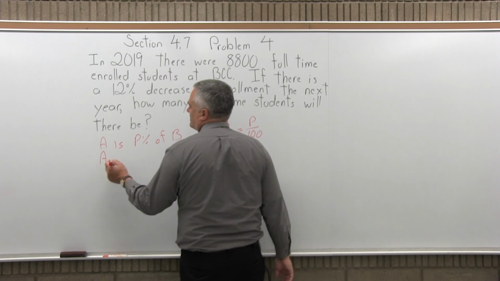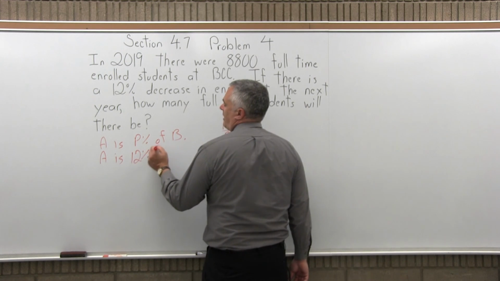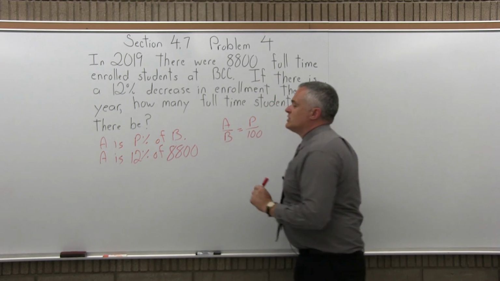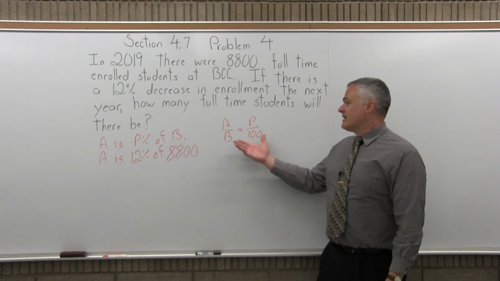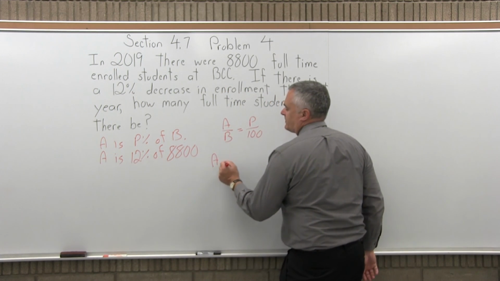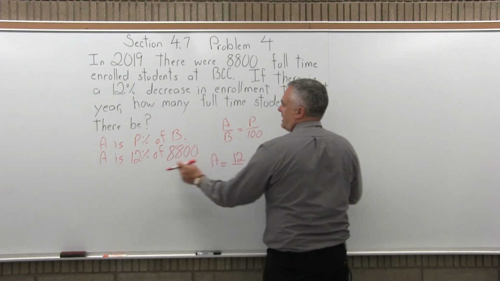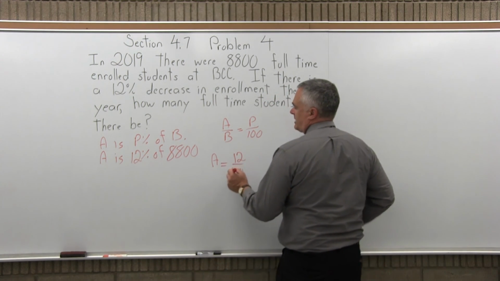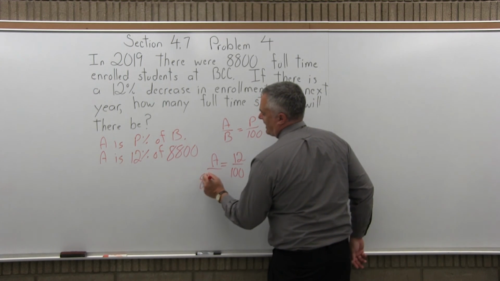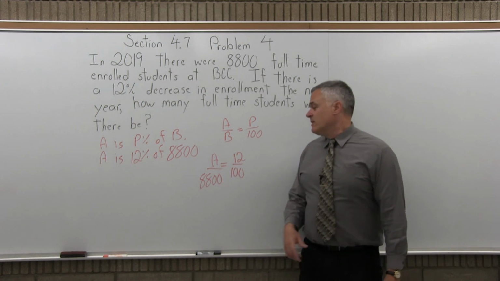So A, that's the unknown, is P%, 12% of 8,800. Now that I have it written in that format, I get to plug it into my formula. A is the unknown, so I'll leave it as A, equals P over 100, so the P is 12 and the percent automatically makes 100 the denominator, of B, the number at the end of my sentence, 8,800. Fortunately, I have only one unknown, so I can solve that.